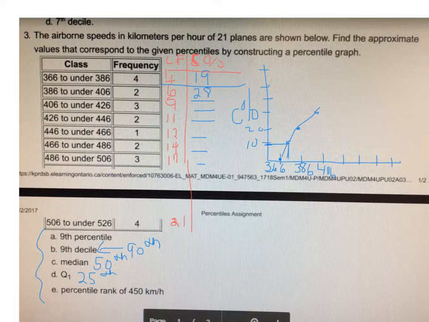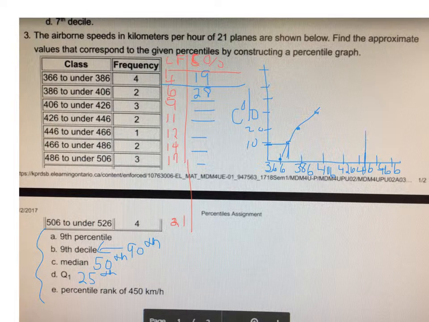And then in part E, it's asking you about the percentile rank of 450 kilometers an hour. So what they're actually asking you to do there is, if we carry on with our grid down on the horizontal axis, eventually you'll get to a point where you have 450 represented. We've got 446. The next one's 466. Sorry, this is so messy. It's my stylus. And so 446 is going to be just a little bit before 450.